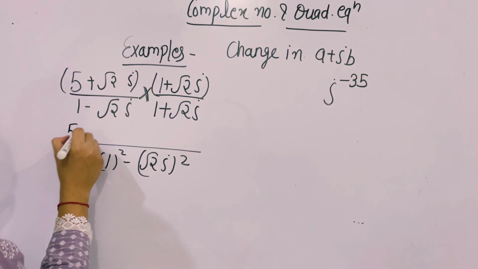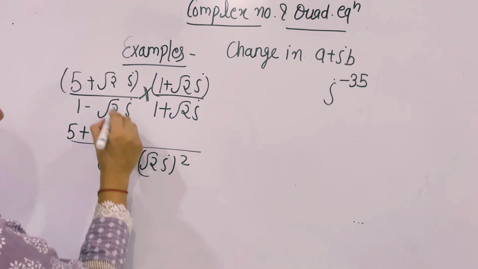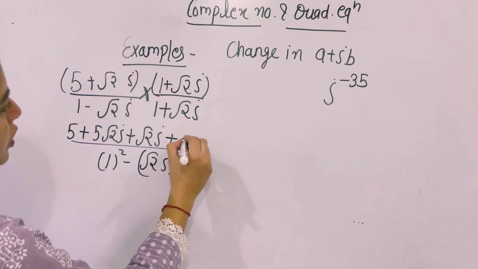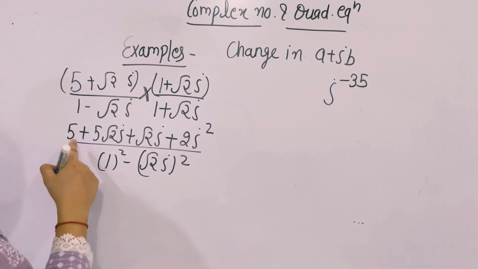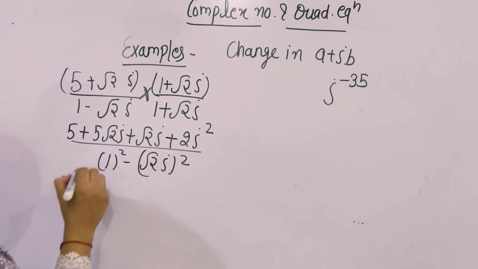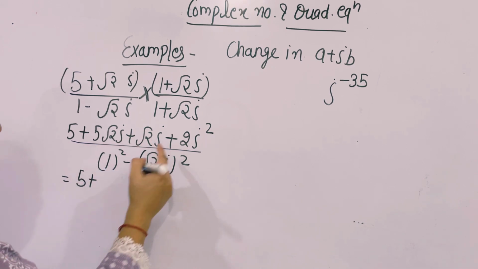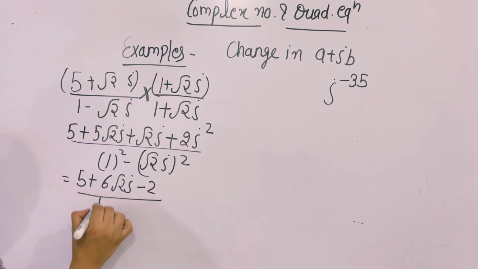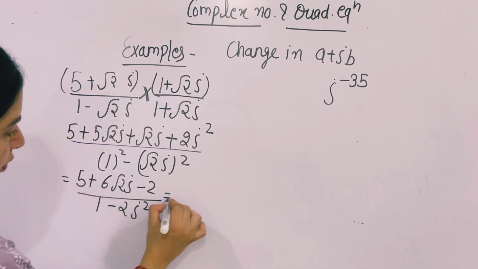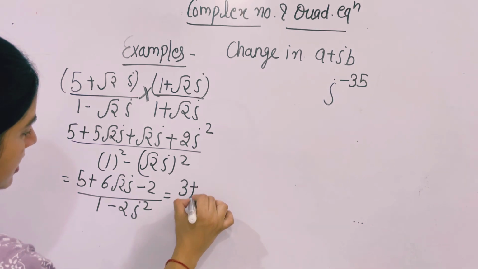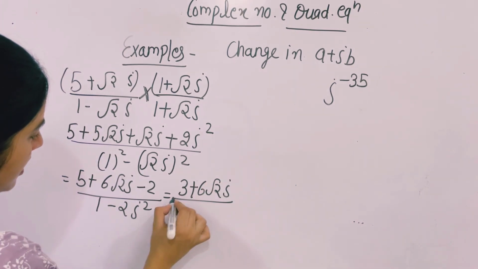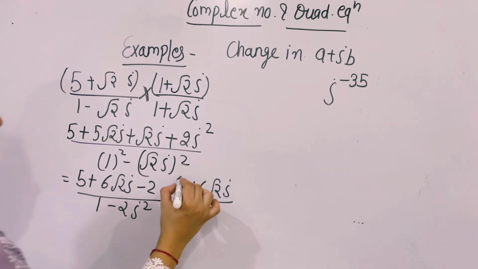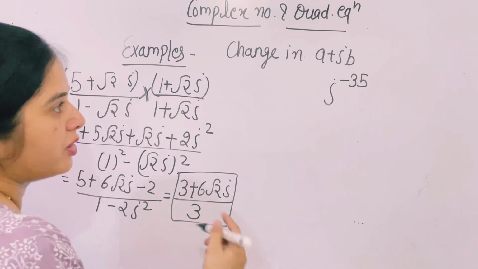5 into 1 is 5, 5 root 2 iota, root 2 iota into 1 is root 2 iota, and this becomes root 2 into root 2 iota square. So it is 5 plus 5 root 2 iota plus root 2 iota is 6 root 2 iota, and it is minus 1, so it becomes minus 2. 1 minus 2 iota square. 5 minus 2 is 3. 3 plus 6 root 2 iota upon, minus 1, minus minus plus, 1 plus 2 becomes 3. So this is the form a plus iota b.